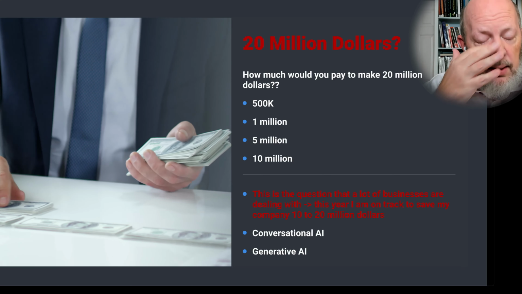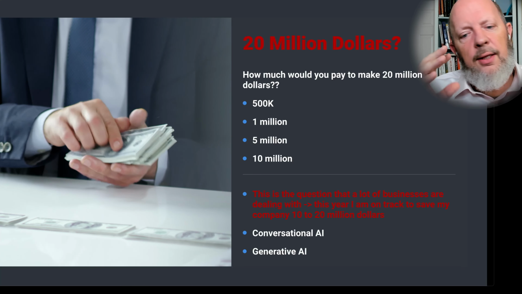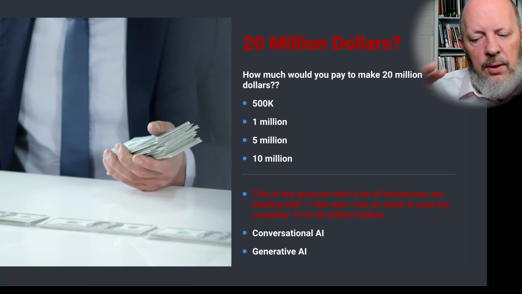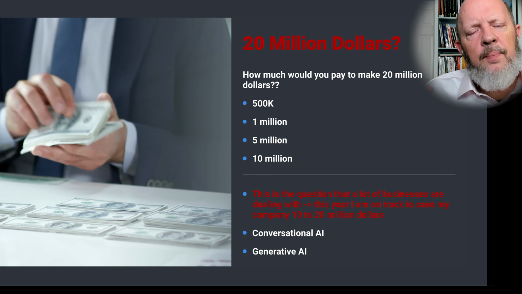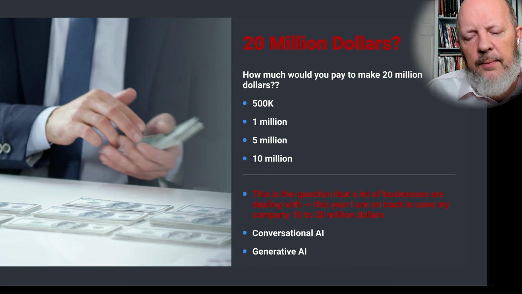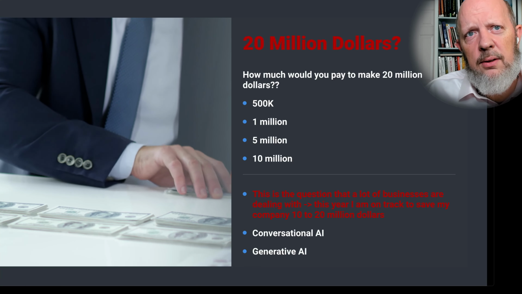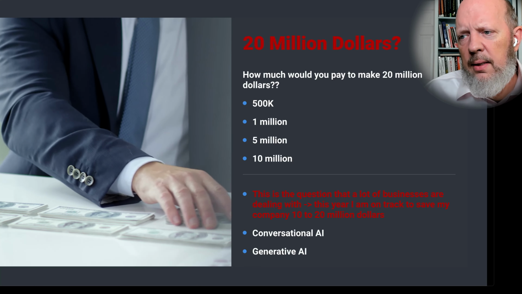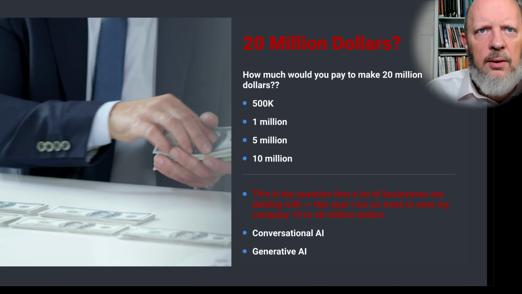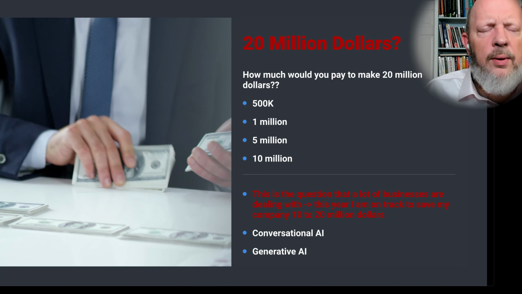Now why do I ask this? Because this is the way good companies look at AI engineers. If an AI engineer can save $20 million a year and it only costs us $500,000 to hire them, that's a smoking deal.